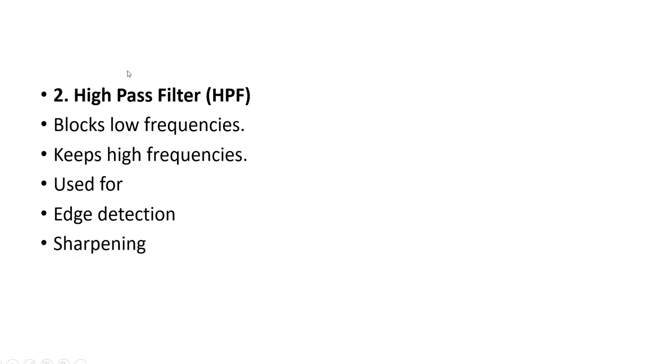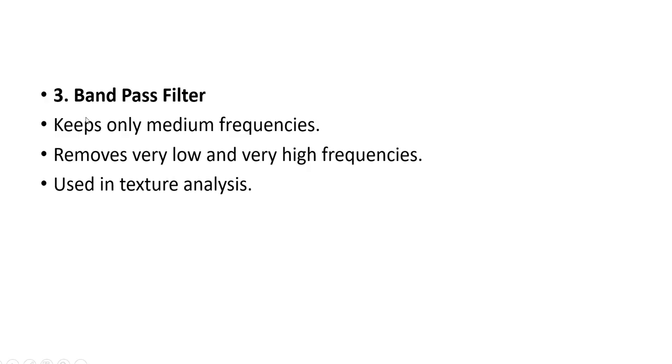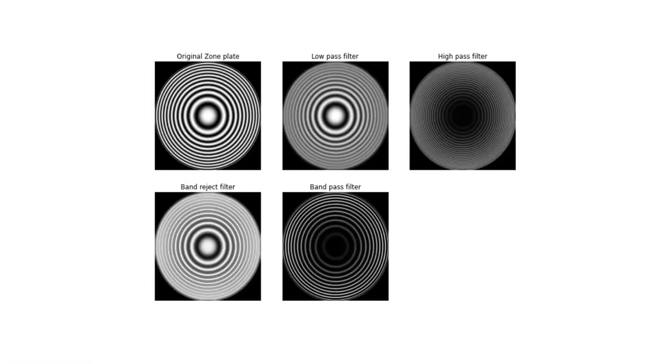The reverse is high pass filter. It will block all low frequencies and it will keep high frequencies. It is used for edge detection. The band pass filter keeps only medium frequencies. It removes low and high frequencies. It's the middle, keeping only medium frequencies. This is one example, and as you can see, this has blurred out the image. This has created more edges. This has created more edges and textures in the image, and this is a band pass filter image.